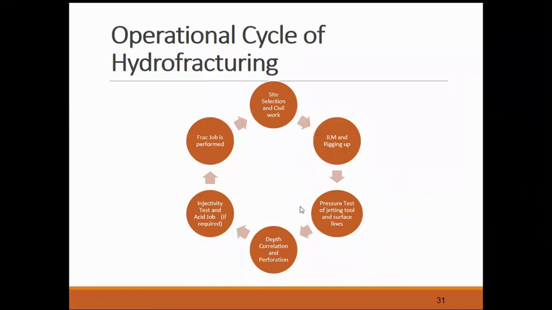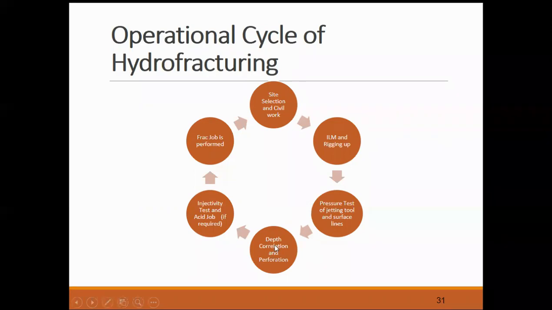So overall, what does the operational cycle of hydraulic fracturing look like? First you select the site and do some civil work: you level the ground and prepare the paths, because every piece of equipment is heavy and over-dimensional, so it should be able to move on the site. Then you move your equipment and rig up the entire setup. Then you pressure test all the tools and surface lines, because if you observe a leak during pumping, you might have to stop the frac job, or you might hamper its quality. You do not want that.